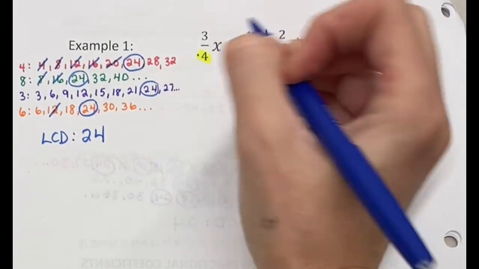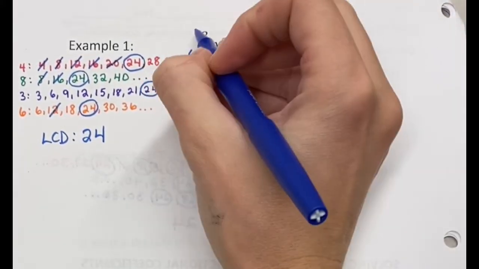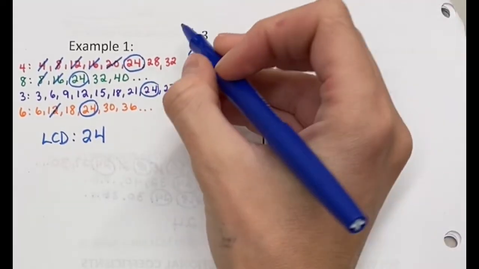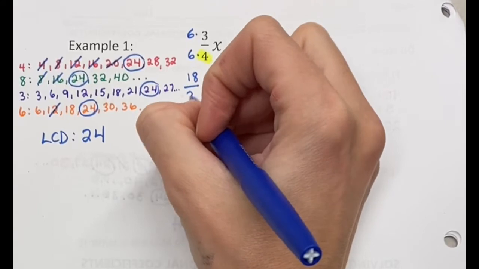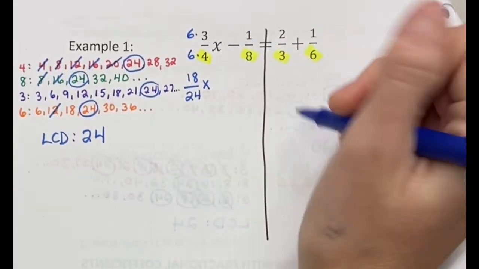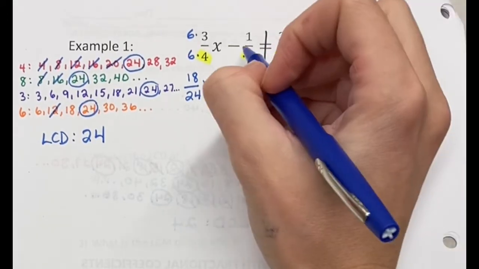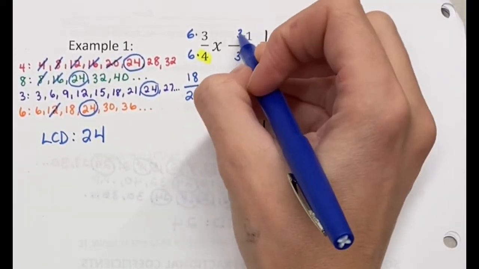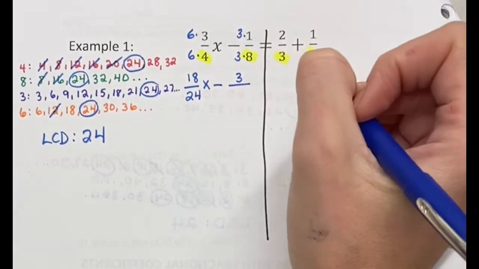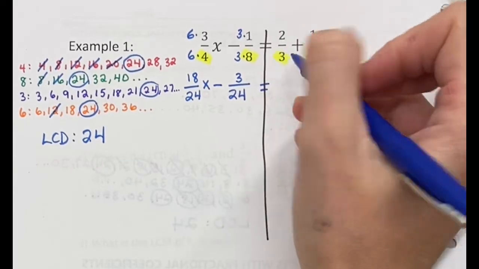So what can I multiply 4 by to get it to be 24? Well, you would multiply 4 by 6. And what we do to the denominator, we do to our numerator. So 6 times 3 gives us 18 over 6 times 4, which is 24x. Then I have 8 here. 8 times what gives me 24? Well, 8 times 3. What I do to my denominator, I do to my numerator. So then I have minus 3 times 1 is 3 over 3 times 8 is 24, equals 2/3.